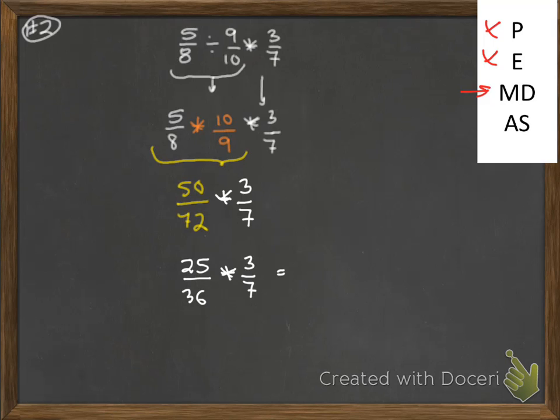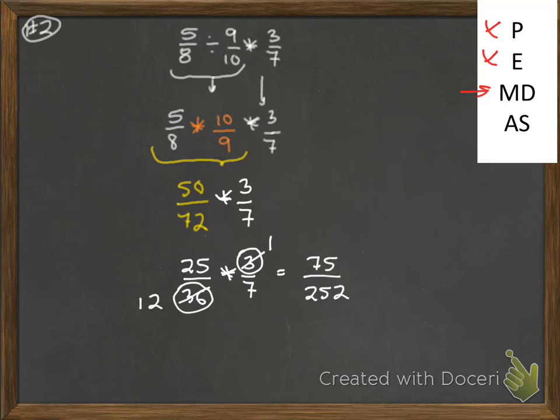All right, so then we can multiply straight across. 25 times 3 is 75, and 36 times 7 is, let's see, 36 times 7 is 252. Okay, so that is not our final answer. Uh-oh, why is that not our final answer? Well, look, I have a 3 up here and a 36 down here. Both of those are divisible by 3. So this can become a 1 and a 12.